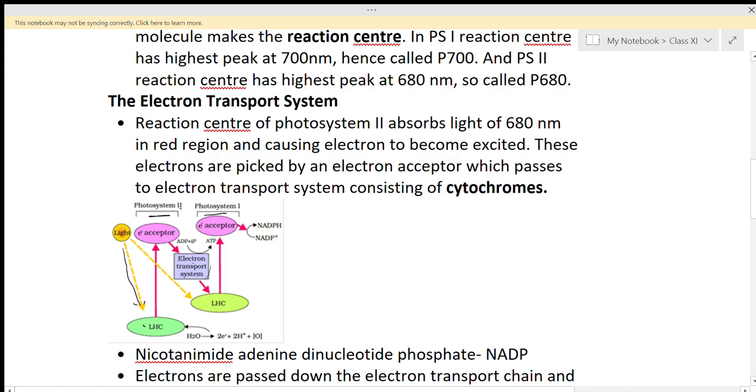This electron transport system consists of cytochromes. So what happens at that time? The light energy is absorbed, the electrons are excited and transferred to the electron acceptor, and from the electron acceptor the electrons are transferred to the electron transport system, which consists of cytochromes. In this process ATP is produced.